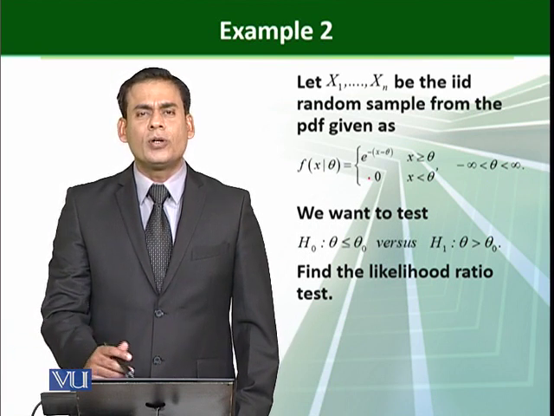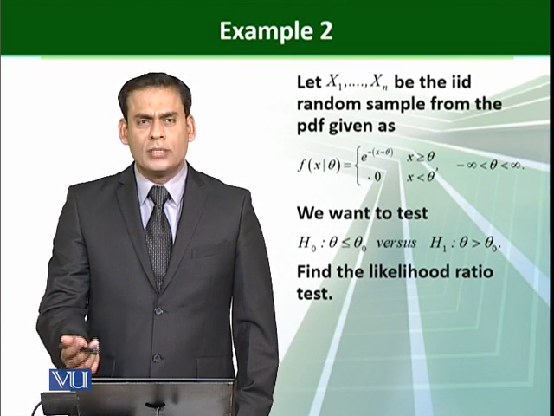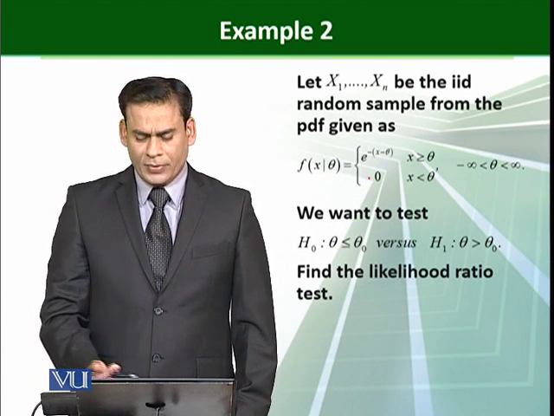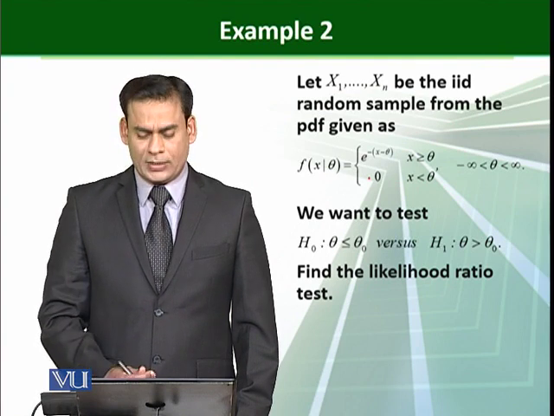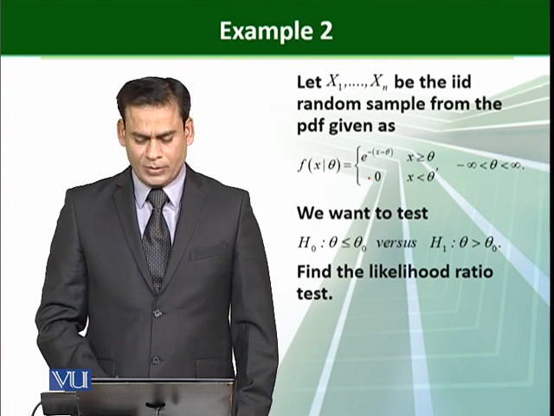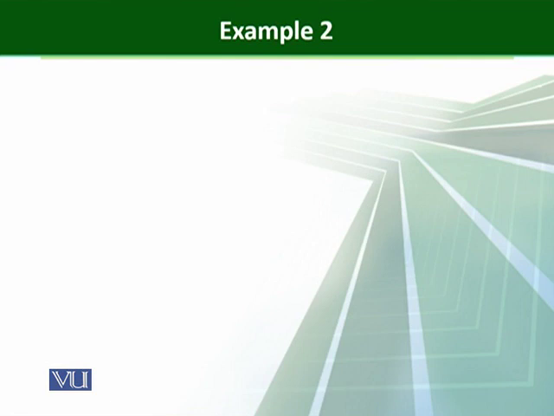So this is some sort of composite hypothesis. So our task is how we find the likelihood ratio test for this type of hypothesis. So how do we proceed for this one? Actually this is a sort of negative exponential distribution.